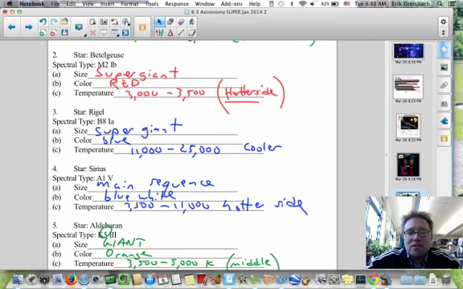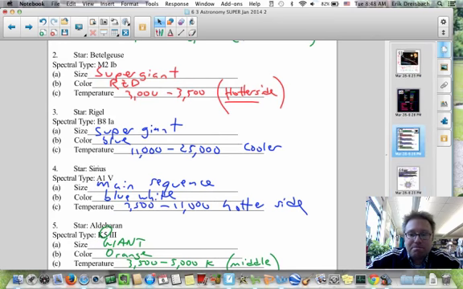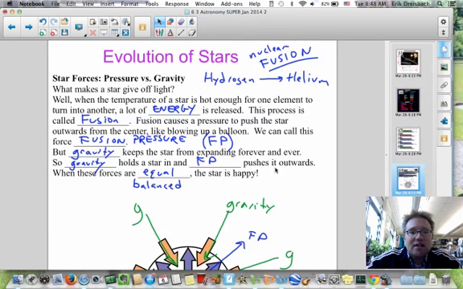So practice doing some of those colors, sizes, and temperatures. That would be great. All right. The last part of these notes has to do with the life cycle of stars.